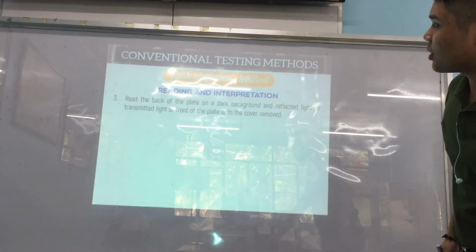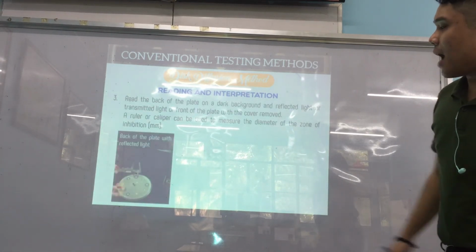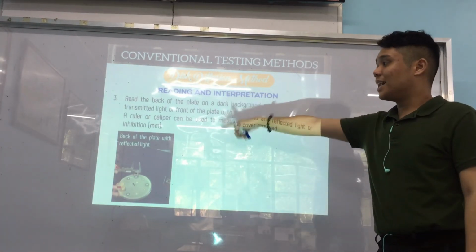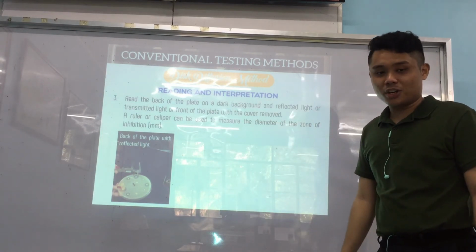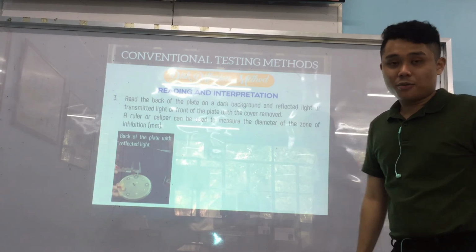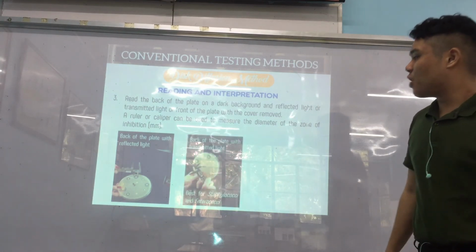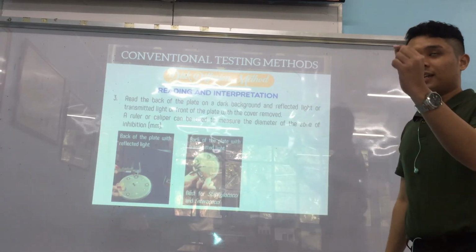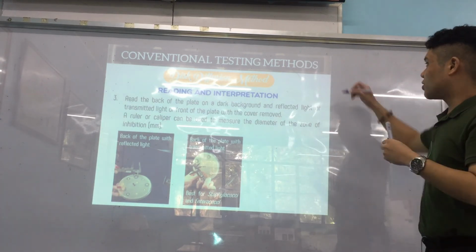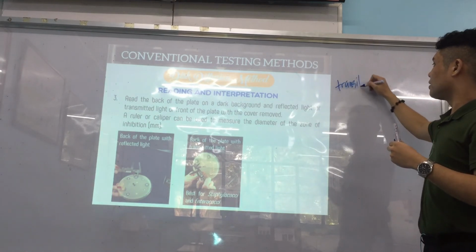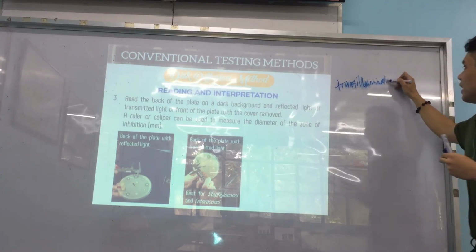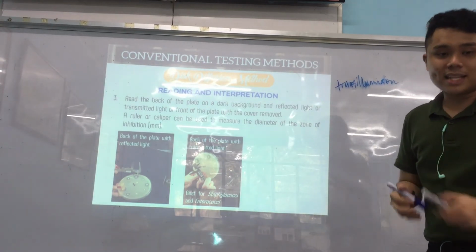Alright, and for reading and interpretation, we read the back of the plate, okay, and we measure using a ruler or a vernier caliper, okay, in millimeters. So first one is the back of the plate with reflected light. Number 2 is the back of the plate with transmitted light. So we hold the plate against transmitted light. That's also known as illumination, okay? Illumination, okay? Alright, and it's said to be best for staph and enterococci.